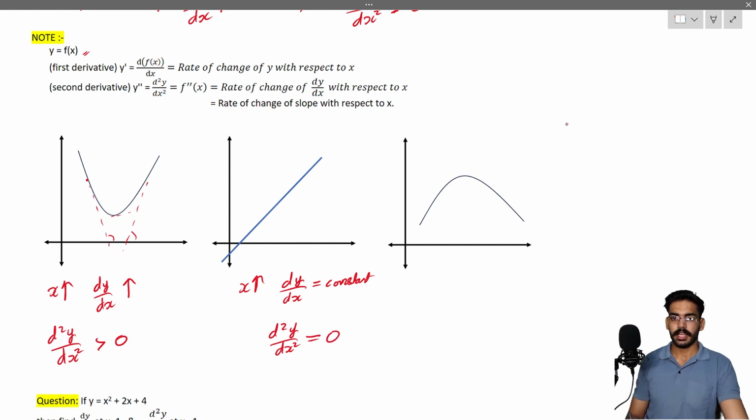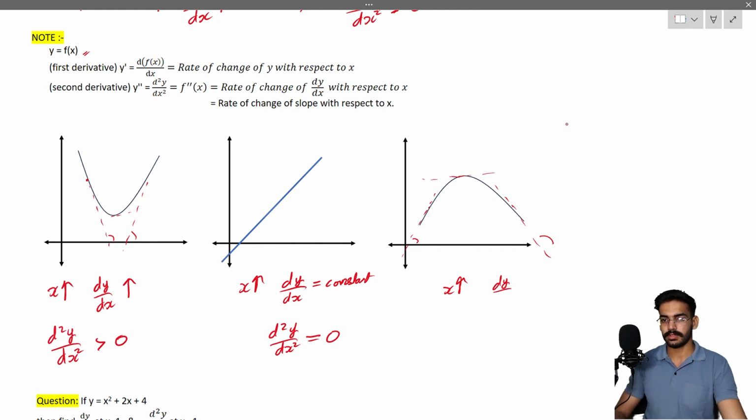And here, if I increase the x, how is dy by dx changing? Here it is positive, less than 90 degrees, then here it is 0, and then here it is greater than 90 degrees. So dy by dx is going from positive, 0, to negative. Positive to negative means decreasing, so dy by dx is decreasing. What can I say? d2y by dx square is less than 0.